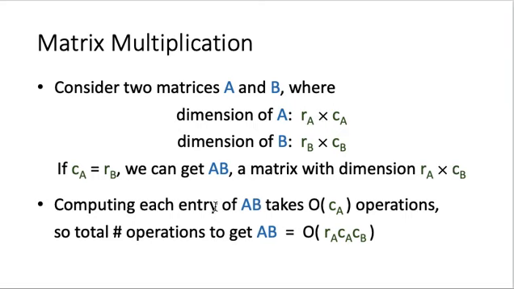And computing each entry of AB takes CA operations, so the number of operations to get AB will be equal to so many entries in the resulting matrix, and then each entry takes this many operations. So the number of operations to do this multiplication can be done in order of RA, CA, CB time.